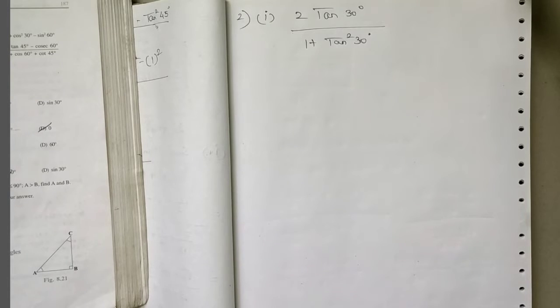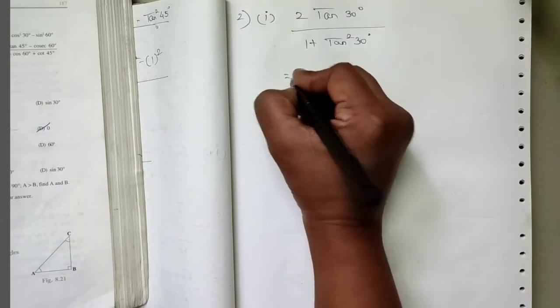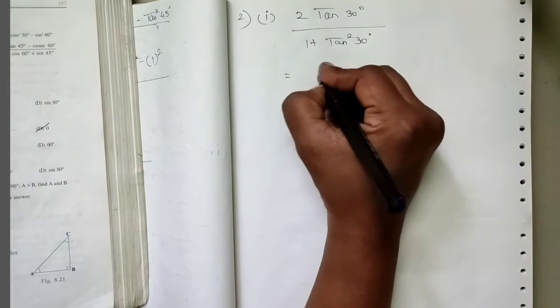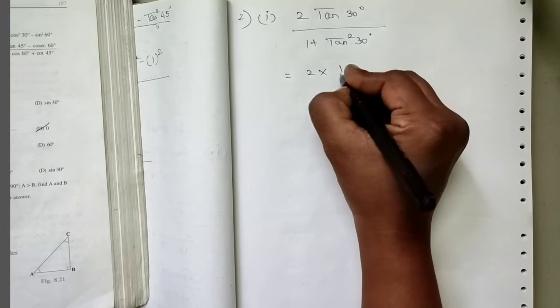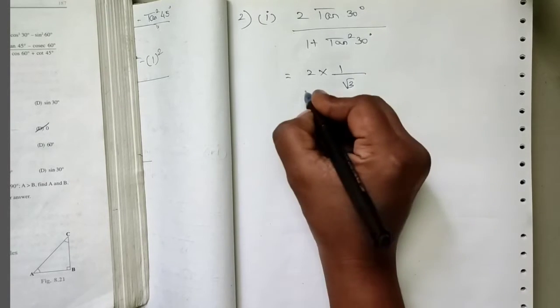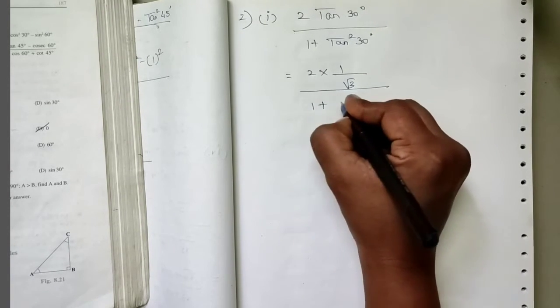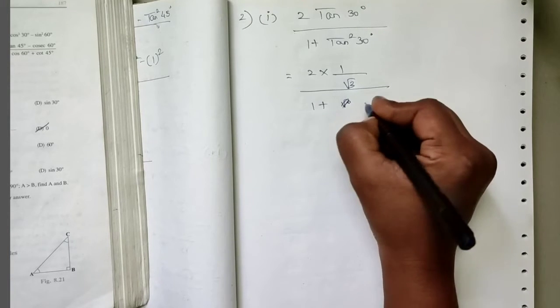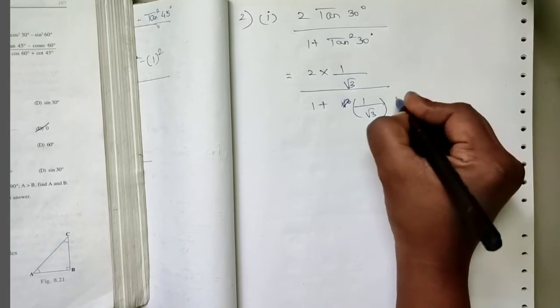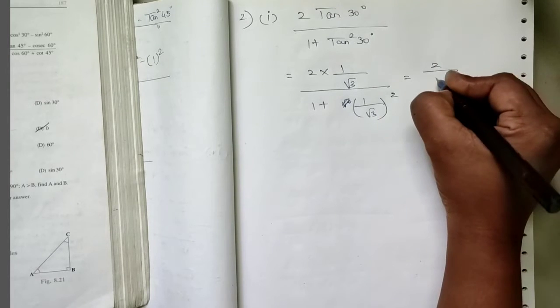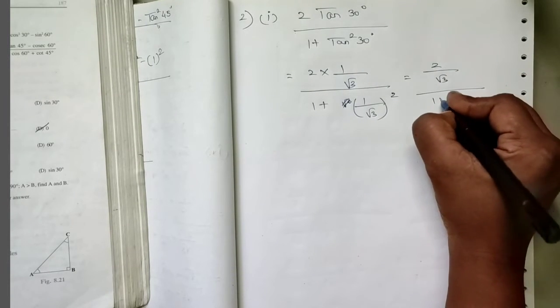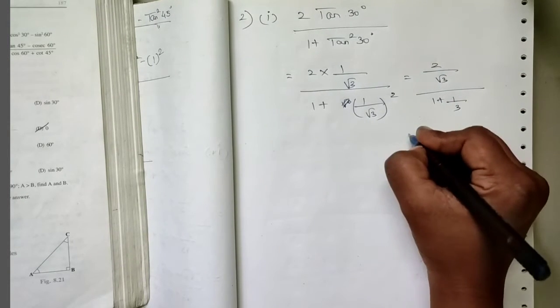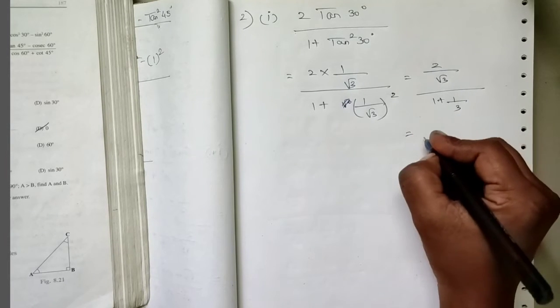What is tan 30? It is 1 by root 3, correct? So we'll derive it as 2 into 1 by root 3, the whole divided by 1 plus 1 by root 3 the whole square. So this will be 2 by root 3 the whole divided by 1 plus 1 by 3. So we can take the LCM, which will be 4 by 3.